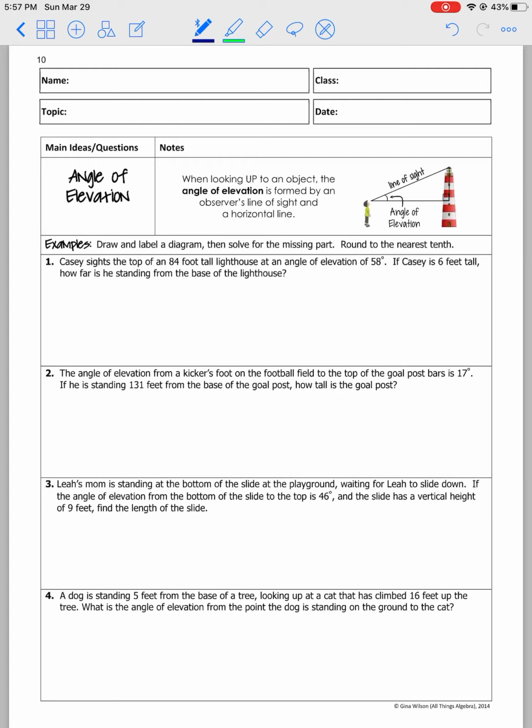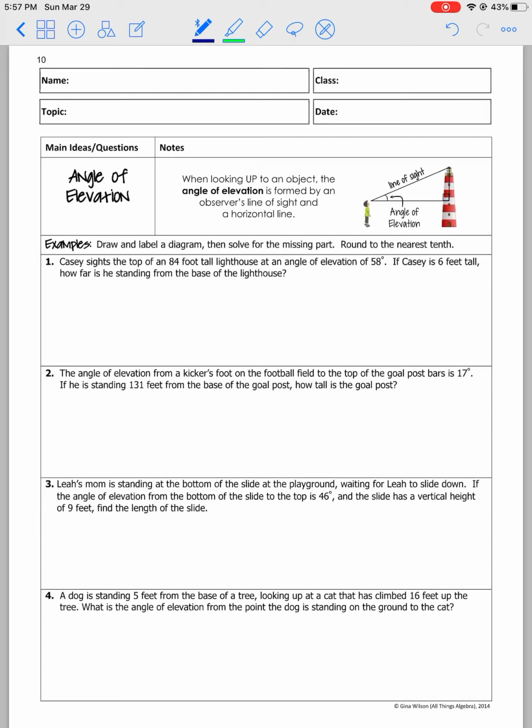Today we are going to talk about angle of elevation and depression, which is really just taking trig ratios and making them into word problems. But first I wanted to give you an overview of the next 2 weeks and what we have coming up.